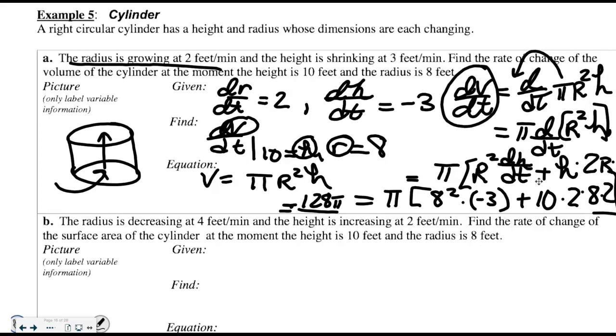What did we find? We found the rate that the volume was changing, and our time unit was given in what? Minutes. So it's something per minute. What do we measure volume in? Cubic. And our unit of measure up here is feet. So it'd be feet cubed per minute.